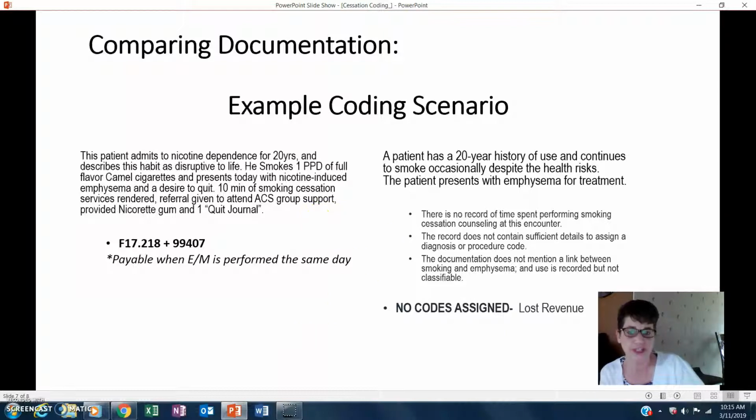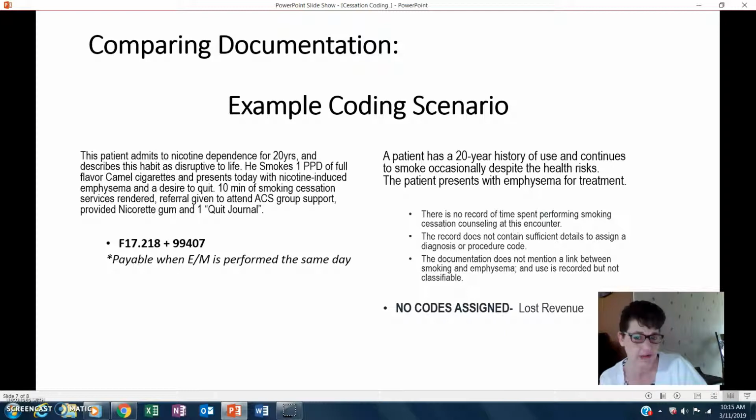So if we look at this first example, the patient admits to nicotine dependence for 20 years. He describes the habit as disruptive. He smokes a full pack a day. He presents with a nicotine-induced emphysema. Good job to the physician that documented that linkage there. So now it gives us an acuity, a more severe reason to cease smoking and follow more closely.